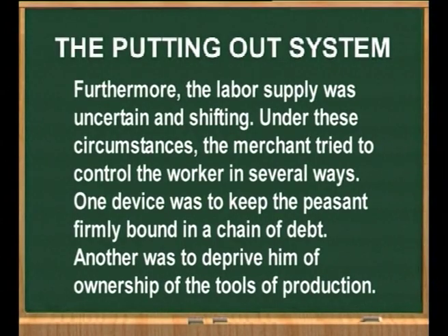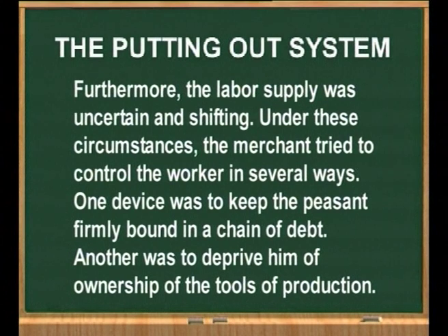From the point of view of the merchant, the putting out system was grossly inefficient. It was extremely difficult to supervise the labor of scattered workers, and there was great loss through waste and embezzlement. Furthermore, the labor supply was uncertain and shifting. Under these circumstances, the merchant tried to control the worker in several ways.